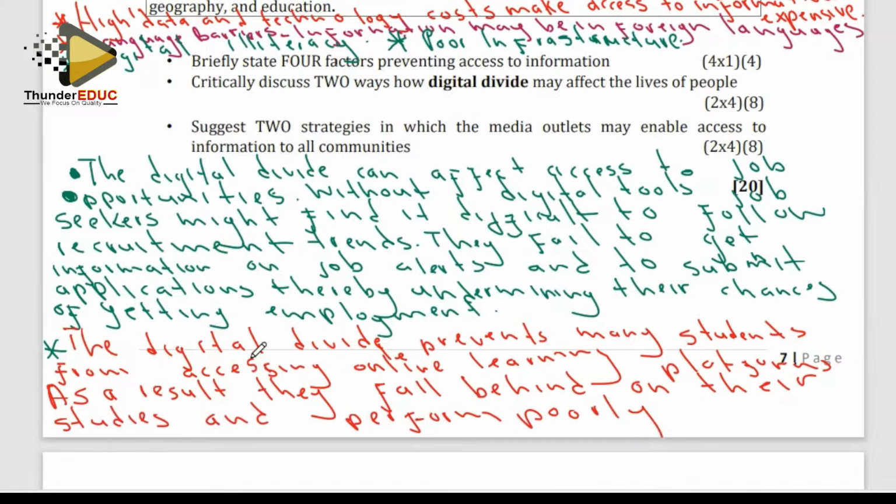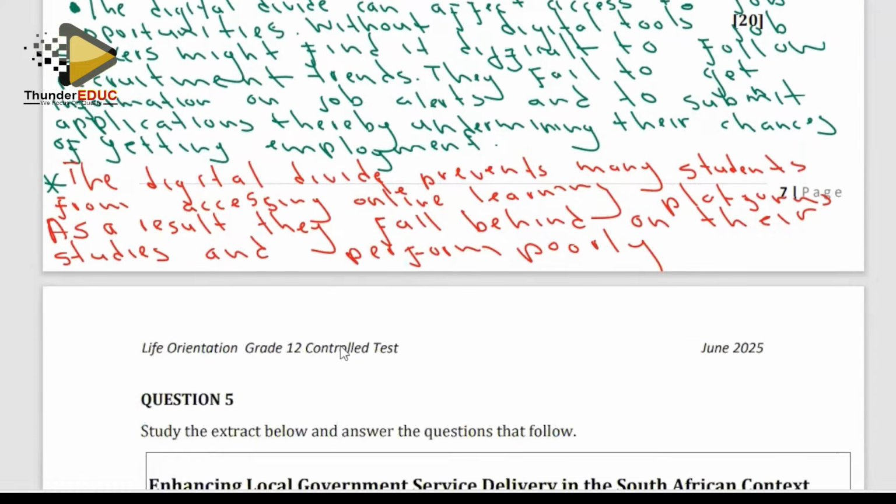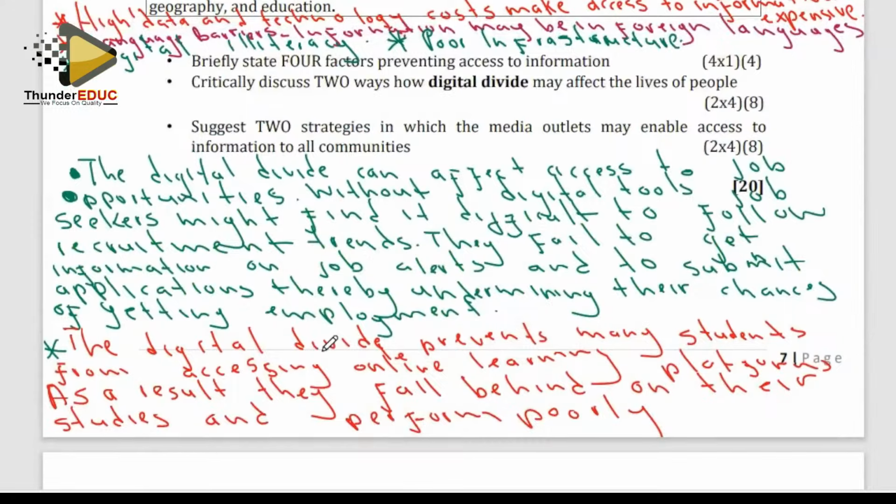Then, in addition to that, you can also say that it can affect people from accessing good quality health. That is another challenge of the digital divide. People might fail to access information which has something to do with their health and well-being. That is another challenge. Then moving on to strategies in which media outlets may enable access to information for all communities.